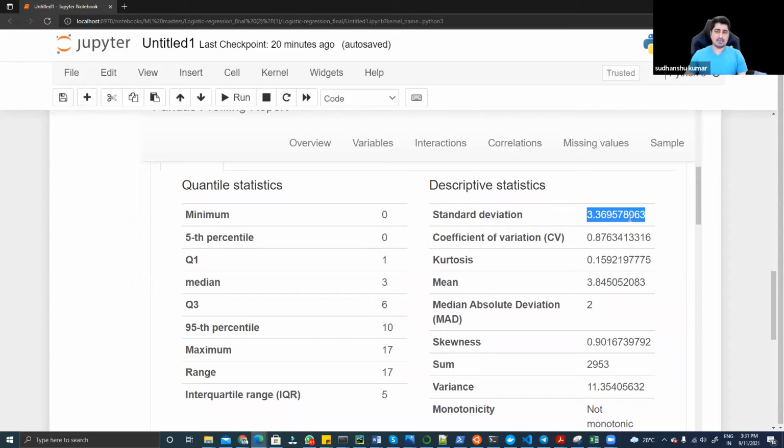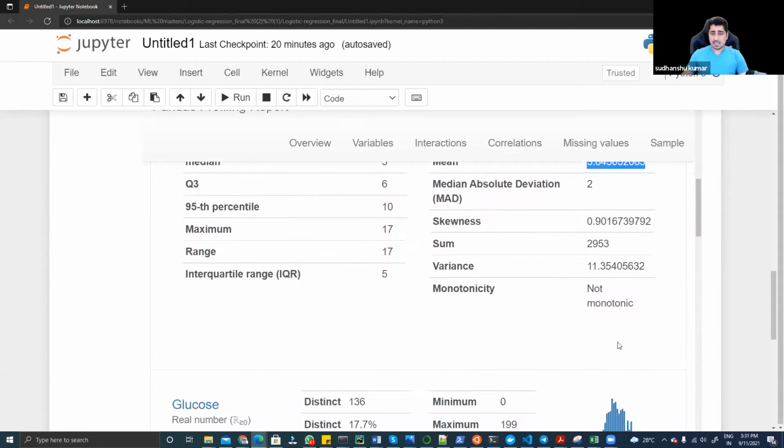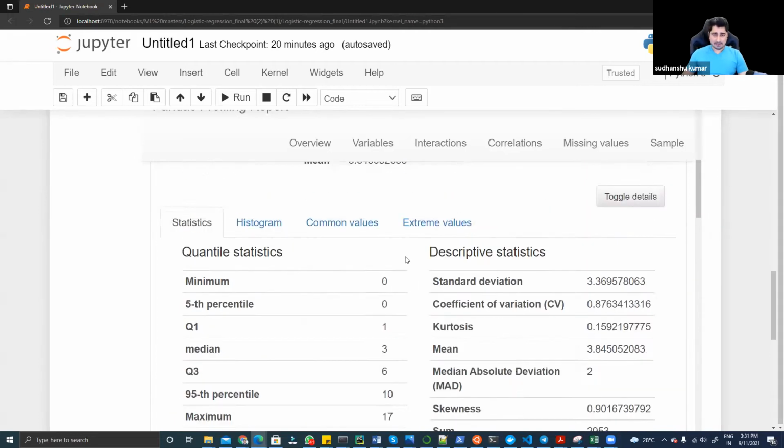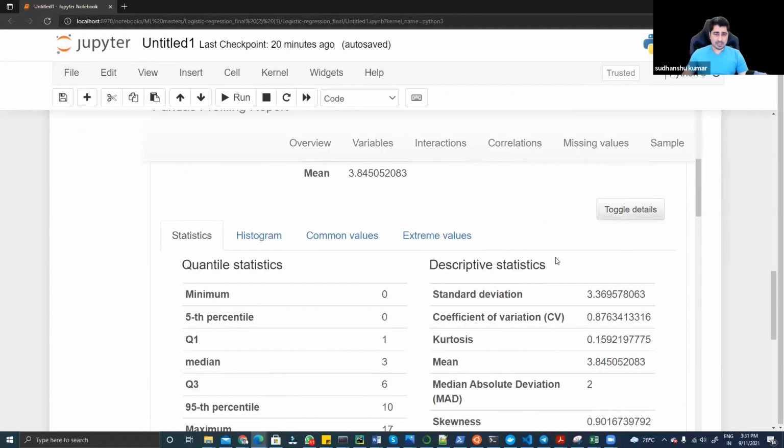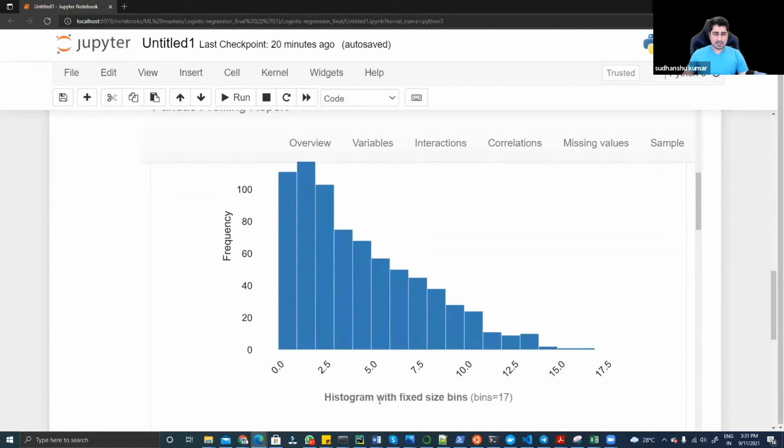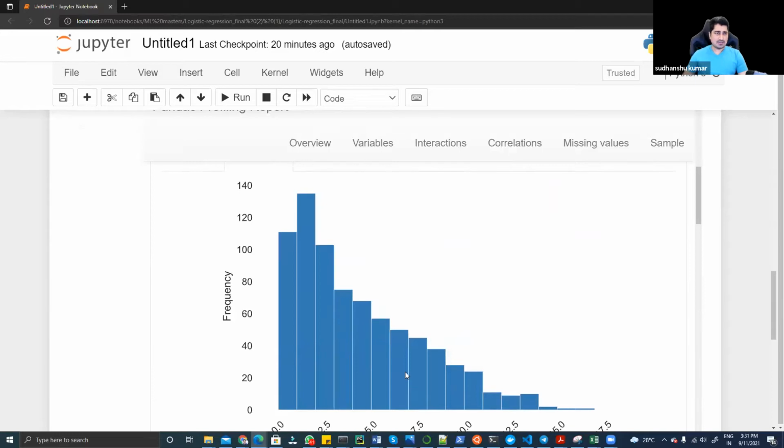This is something that I will be able to find out. Coefficient of variation is equal to 0.87. If we are talking about the relations, kurtosis value is equal to 0.159. Average is equal to 3.84. Again, we are able to get it. Monotonicity: it's not a monotonic data set that we have. Now maybe I can look into its histogram. If I look into the histogram, does this data set look like a normally distributed data set?